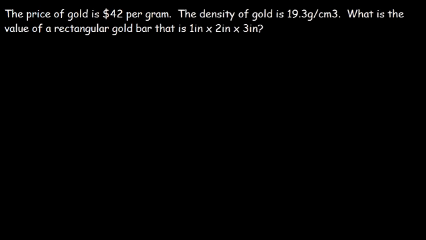Here's another density-related unit conversion problem. The price of gold is $42 per gram. The density of gold is 19.3 grams per cubic centimeter. What is the value of a rectangular gold bar that is 1 by 2 by 3 inches? So what's the first thing we need to do? How can we find the answer to this problem?